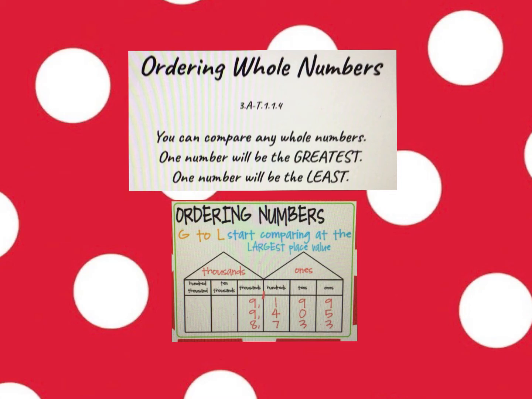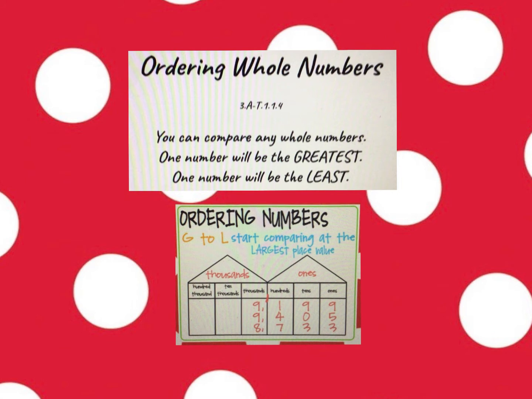Hey, mighty mathematicians. So we are going to be practicing ordering whole numbers. You can compare any whole number. One number will be the greatest and one number will be the least. So, ordering numbers greatest to least, what we always do is we start comparing at the largest place value, okay?